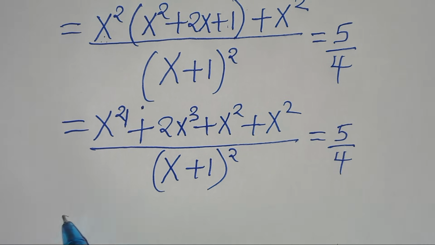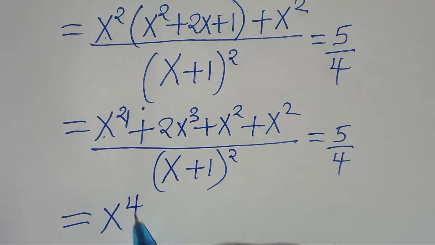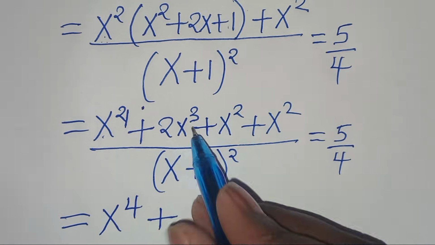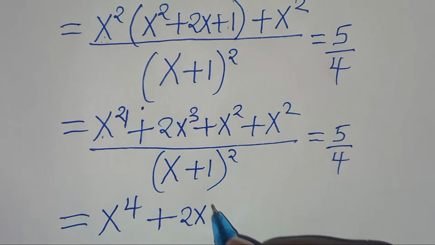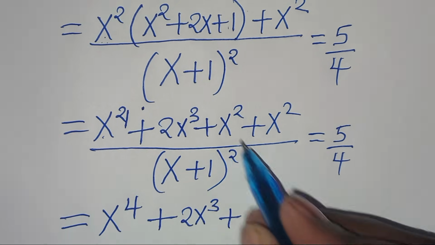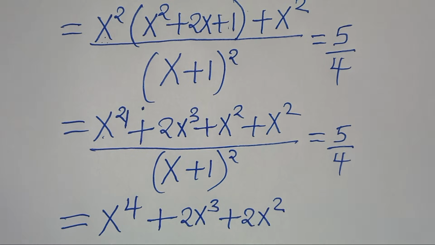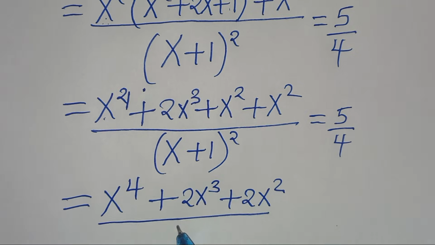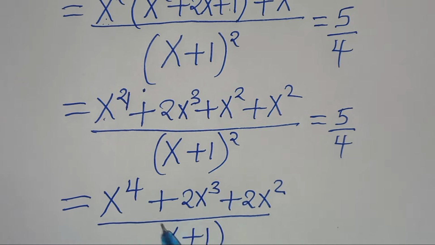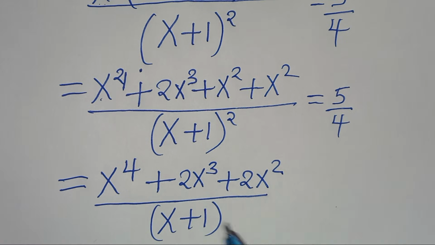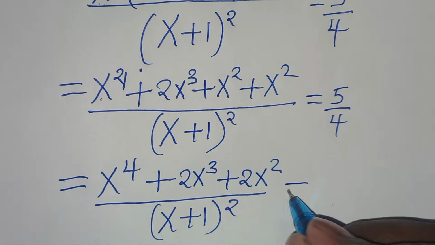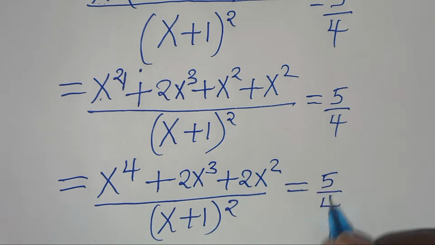The next step is that here we have x to the power of 4, then plus 2x to the power of 3, then plus x squared plus x squared, this is 2x to the power of 2. Then, divided by (x plus 1) raised to the power of 2. This is equal to 5 over 4.